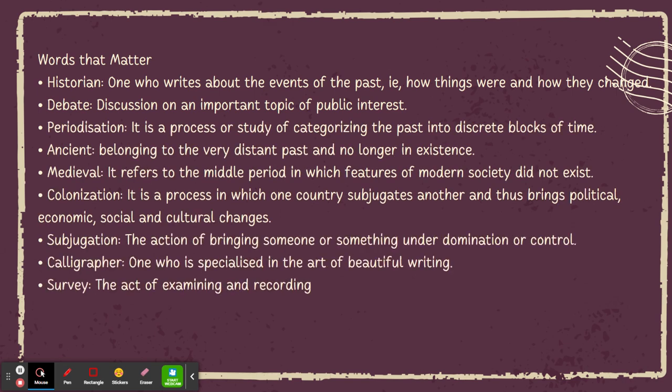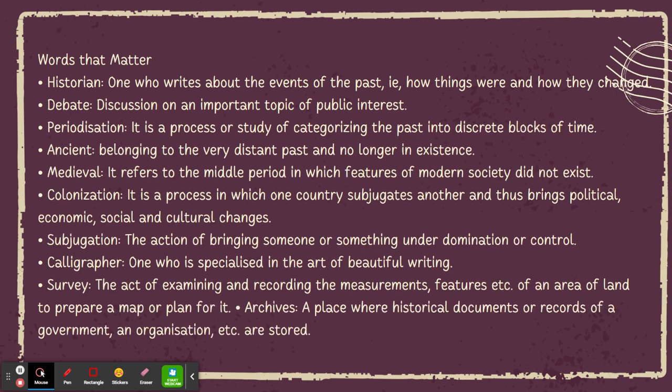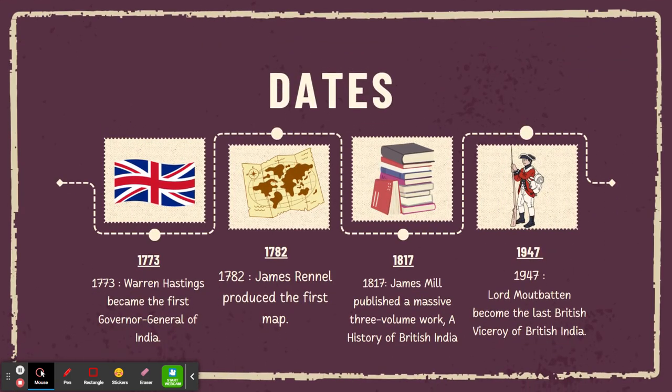Now, these are the main words that matter. Subjugation is the action of bringing someone or something under domination or control, while archives is a place where historical documents or records of a government, an organization, etc. are stored. Now, let's look at the main dates for this chapter.